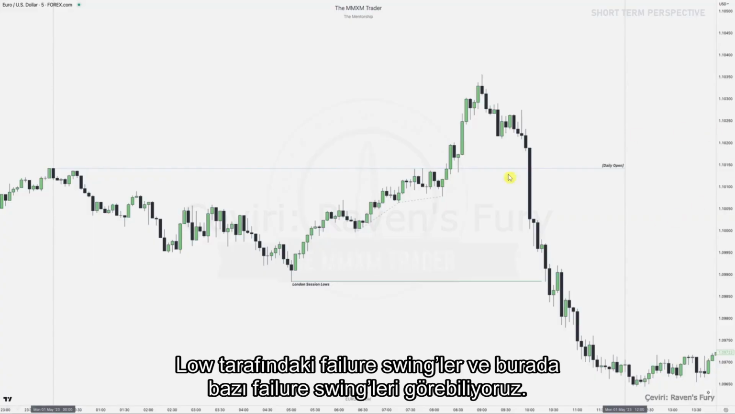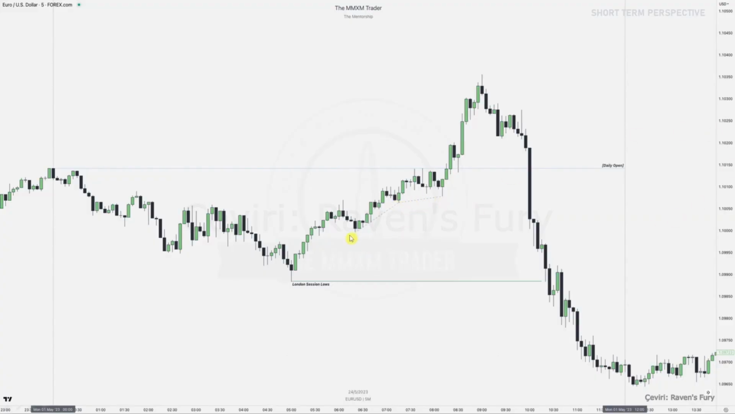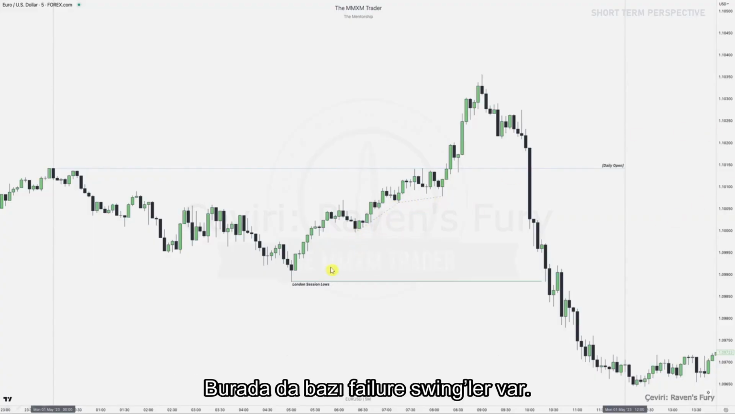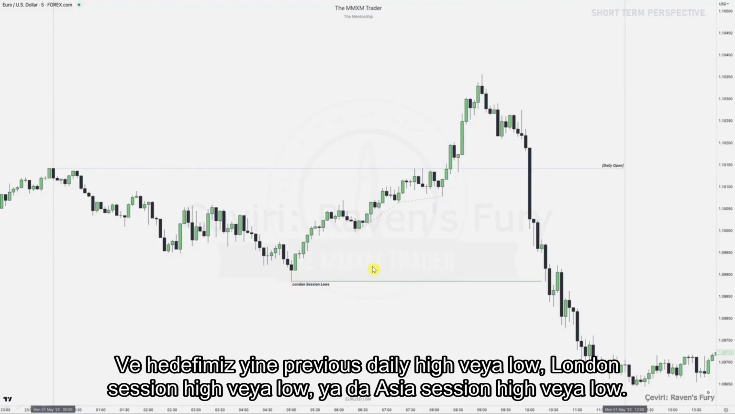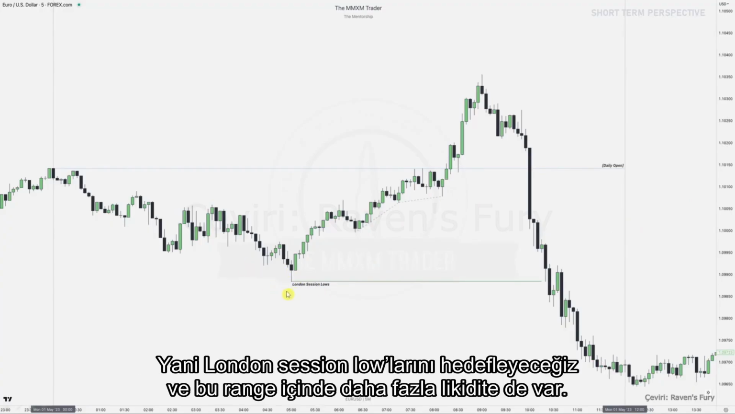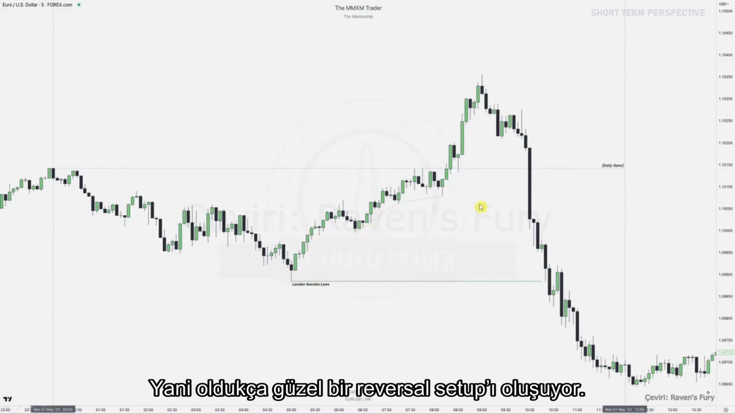So we're going to be looking for failure swings on the low side. And we can clearly see we've got some failure swings down here. We've got some failure swings down here. And eventually we target, again, previous daily highs or lows, London session highs or lows, or Asia session highs or lows. So we're going to be targeting that London session lows, and then we have more liquidity inside this range too. So it's setting up to be quite a nice reversal.